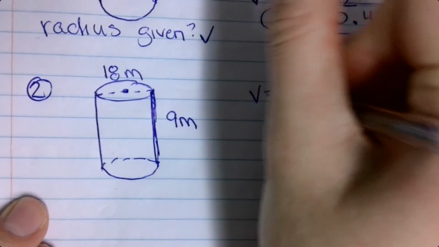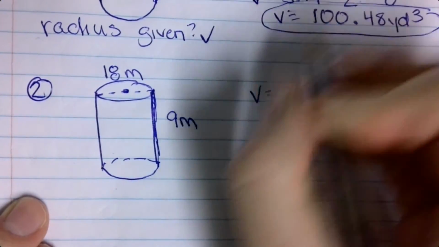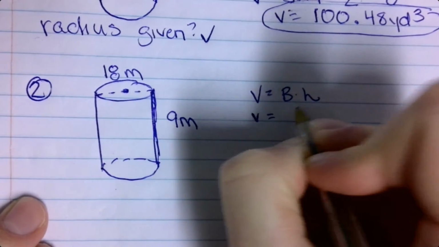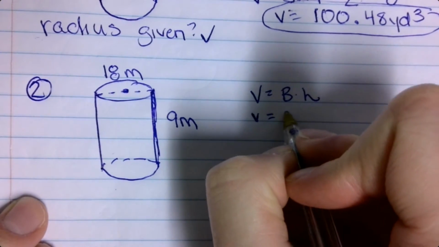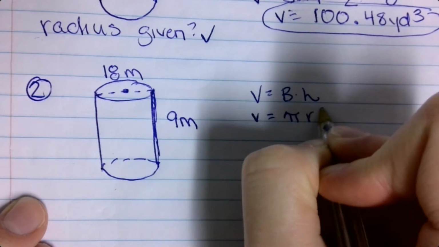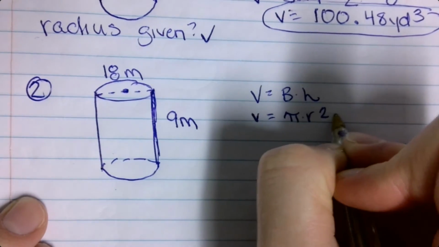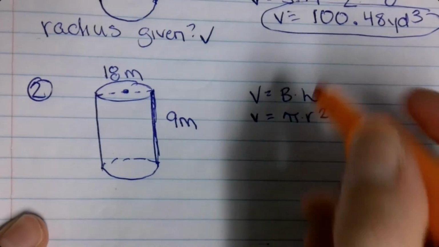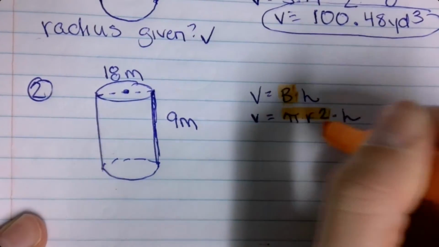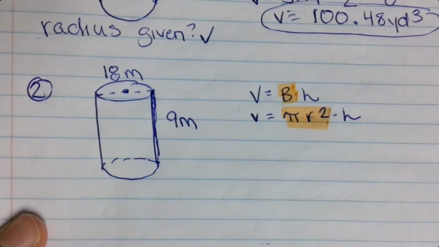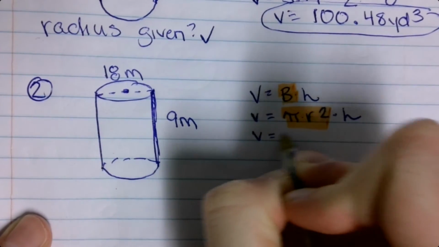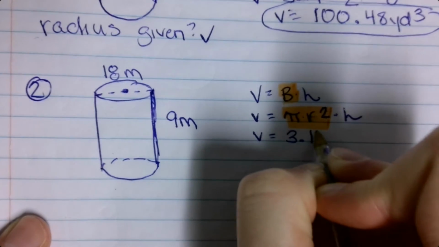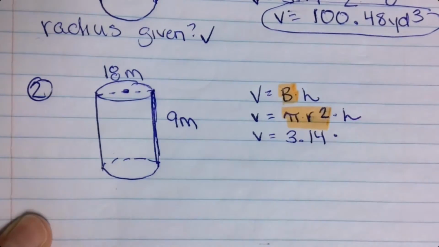Our volume, again, is base times height. The area of our circle is pi r squared, and then we times it by h. Again, this and this is the same thing. Then we plug and chug. So pi is 3.14 times my radius.